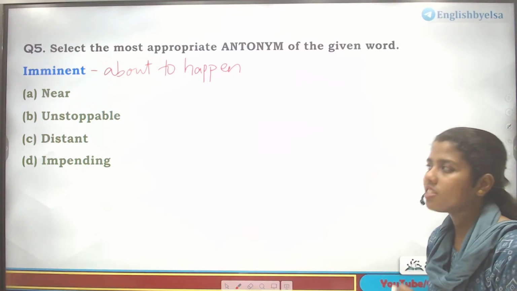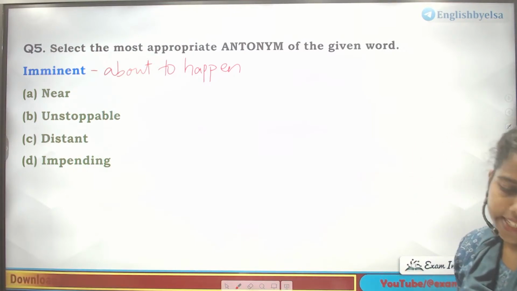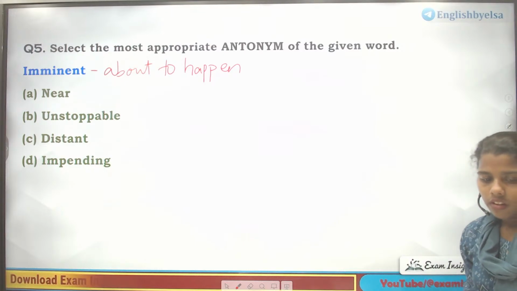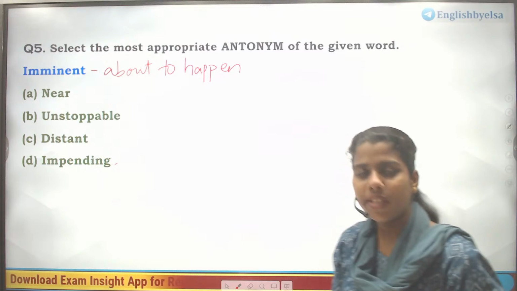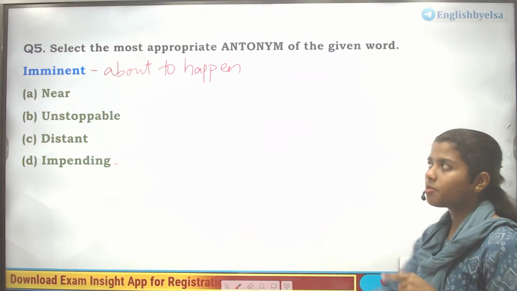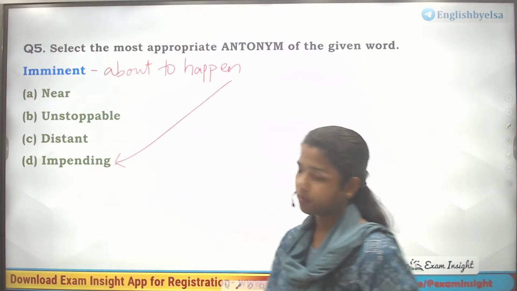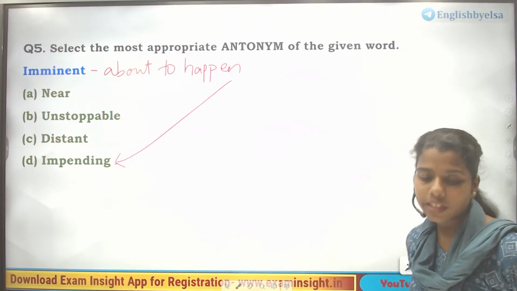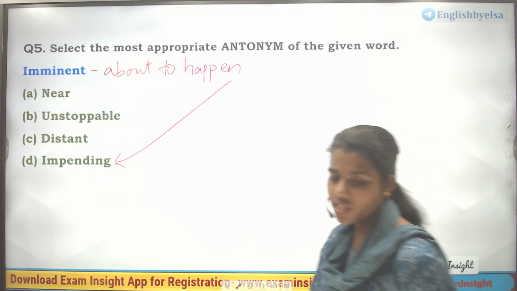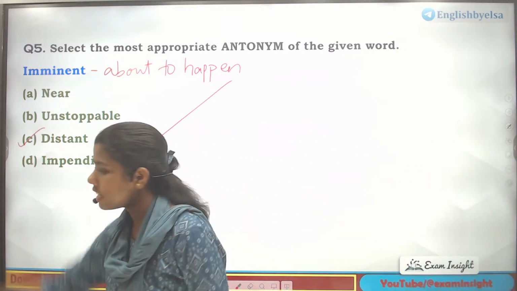Near, unstoppable, distant, impending. Impending will be the synonym of it. That means it has the same meaning, which means about to happen. That would be the synonym, but antonym is asked. That is why my answer will be option number C, distant.